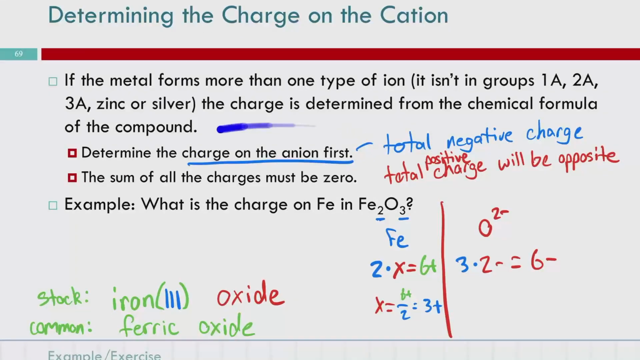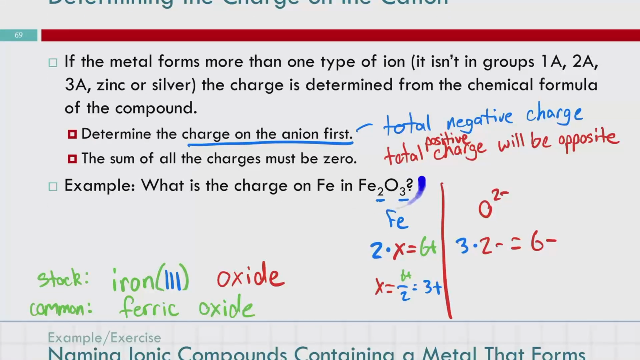So what we're going to do is figure out the charge of the anion first. That's going to tell us what the total negative charge is. The sum of all the charges must be 0, so the total negative charge will be the opposite of the total positive charge. So in this example, Fe2O3, we know that oxygen is a 2- because of where it shows up on the periodic table.